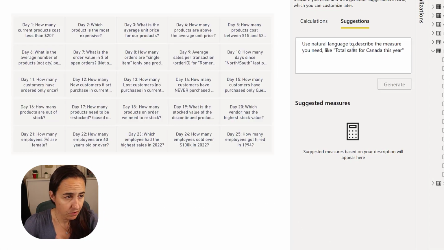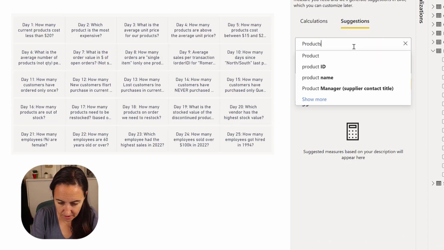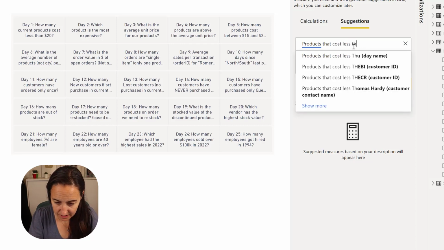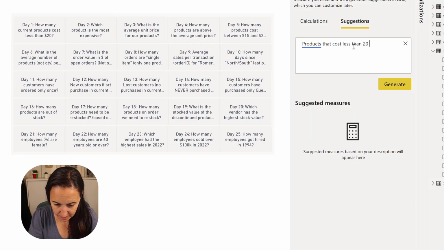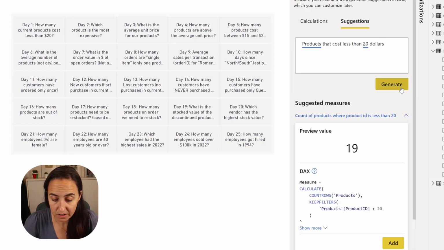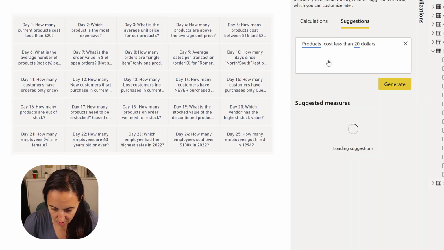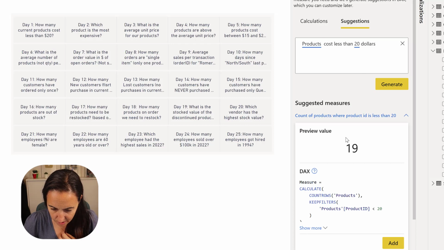The first question that we had for the 25 Days of Tax Fridays edition 1 was products that cost less than 20. I could actually paste the question, but I think it's a little bit unfair. So products that cost less than 20. I'm going to try to refresh it to see if this thing understands. And here we said product ID, no. Product cost less than $20. No. Okay, it's not going to get it. Fine. So question 1, no.